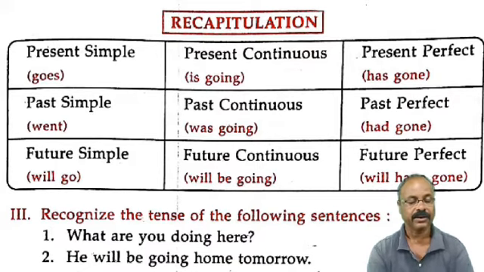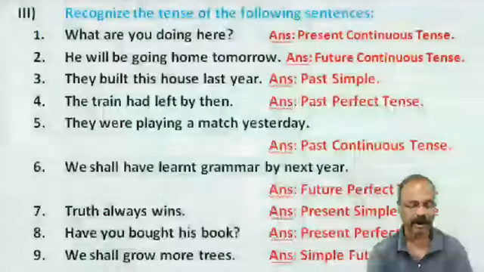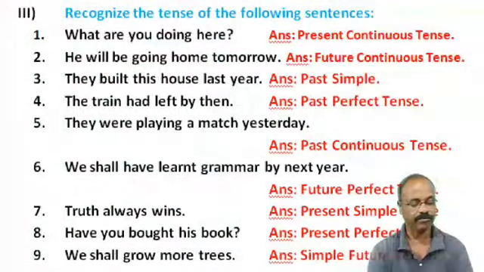So, let us discuss the third part, the last part of future perfect tense question answers. Recognize the tense of the following sentences. Question number one, what are you doing here? The answer, it is present continuous tense.